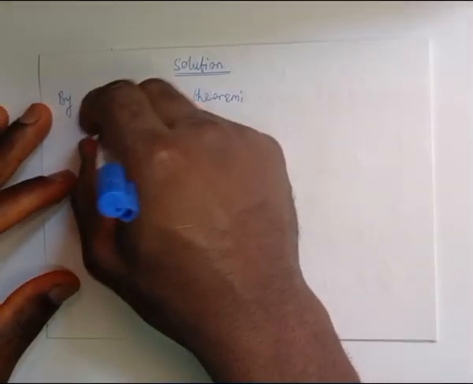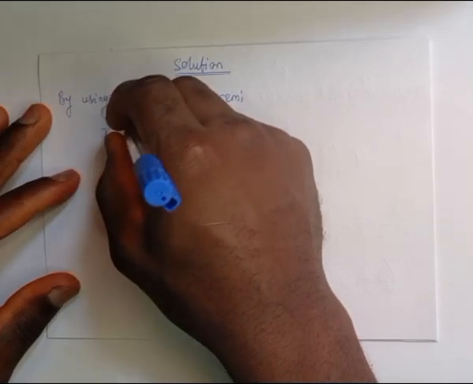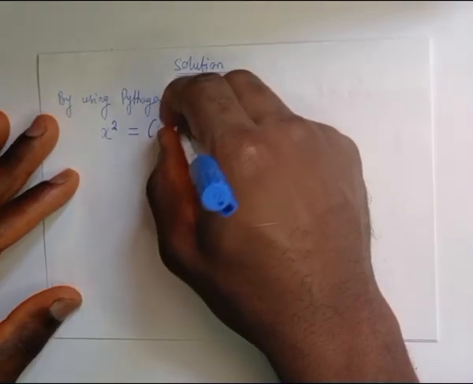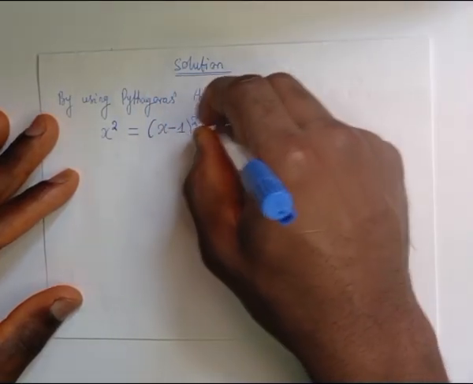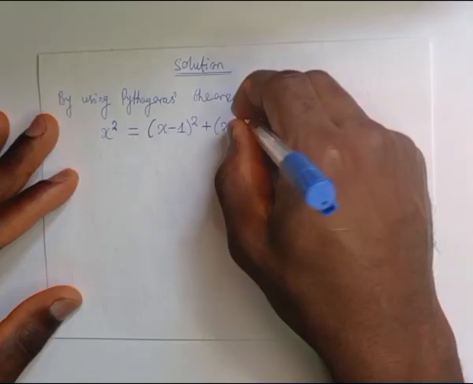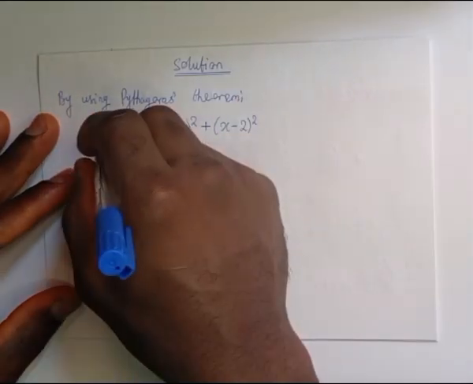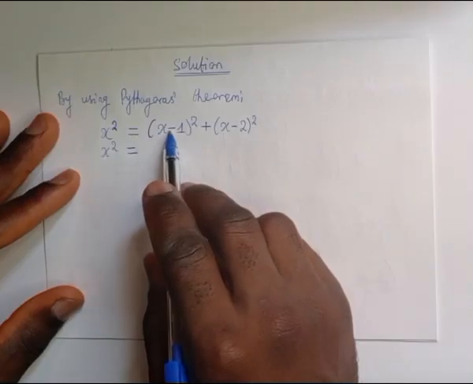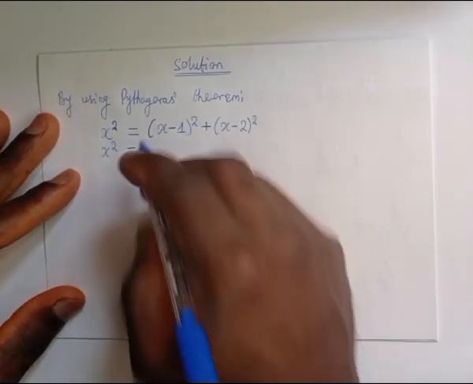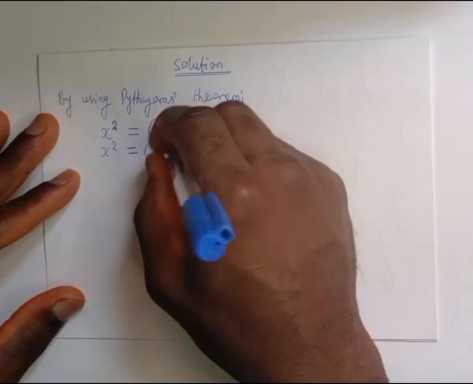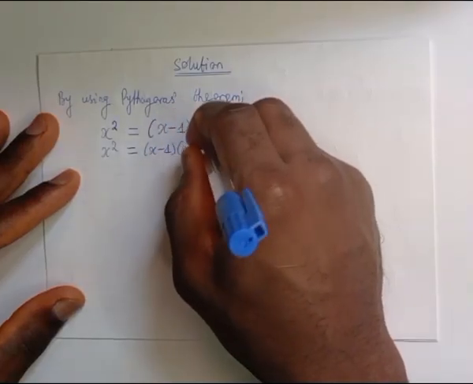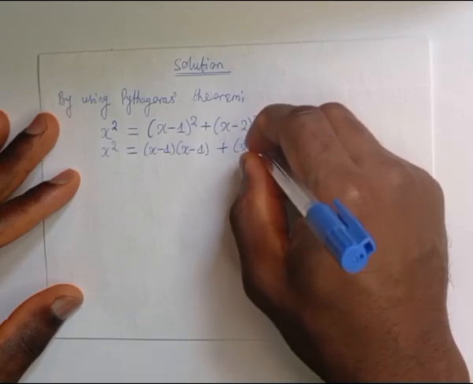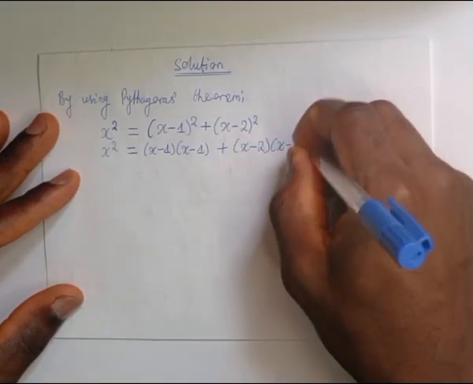This will give us x squared. We are going to square it. It will be equal to the base squared plus the height squared. This will give us x squared equal to, we are going to expand x minus 1 squared. This will be the same as x minus 1 times x minus 1 plus, we are going to expand x minus 2 squared, which is x minus 2 times x minus 2.